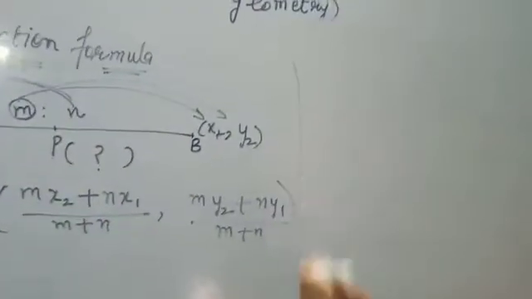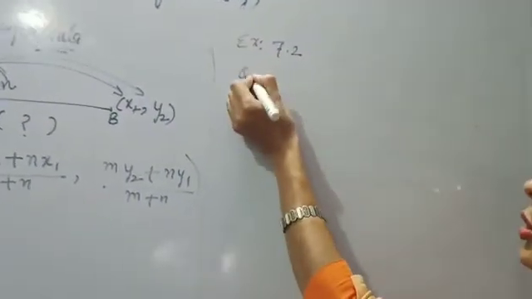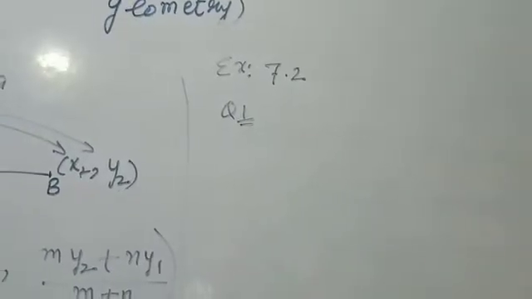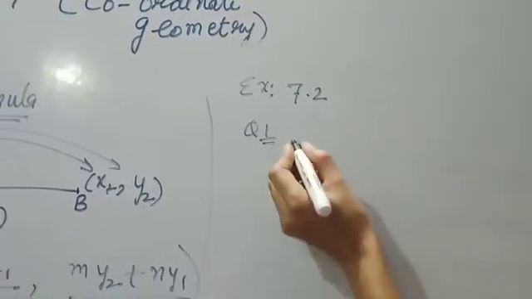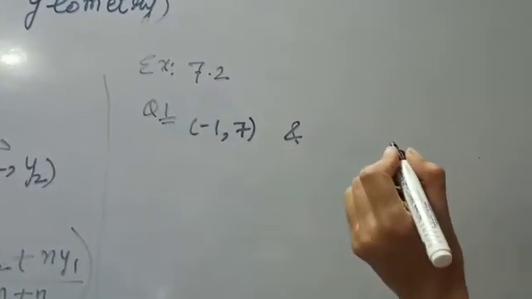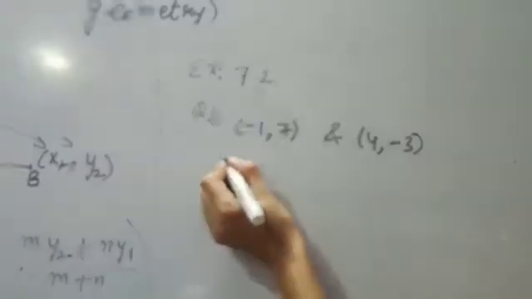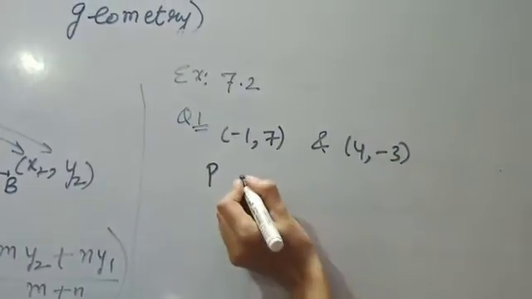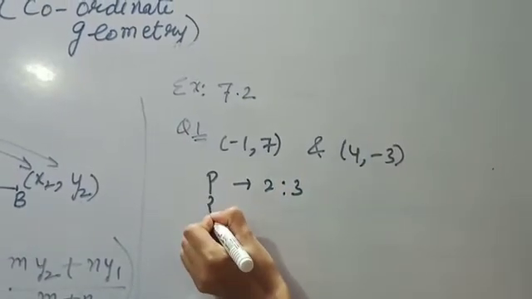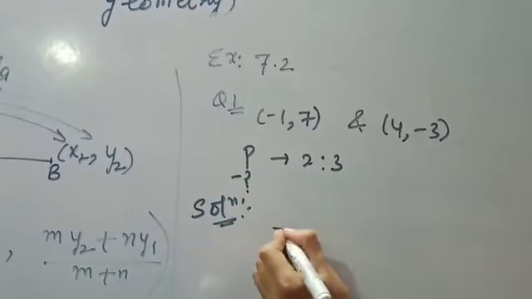Let us use it in Exercise 7.2, question number 1. We are given two points, -1, 7 and 4, -3. P divides these two points in the ratio 2:3, and we have to find the coordinates of this point. So how can we find it? Let us do the solution.